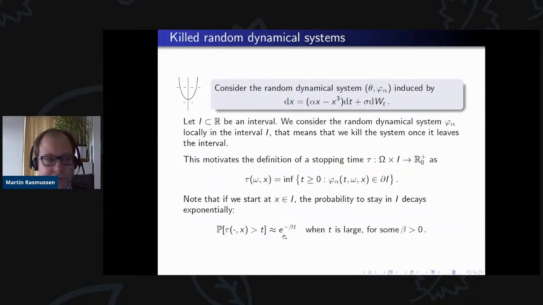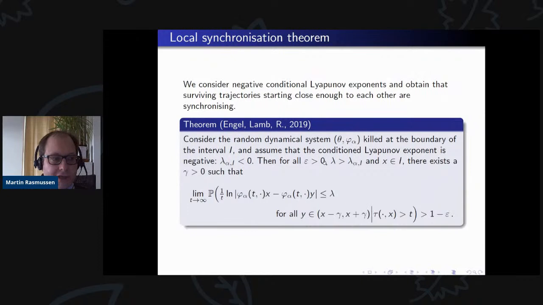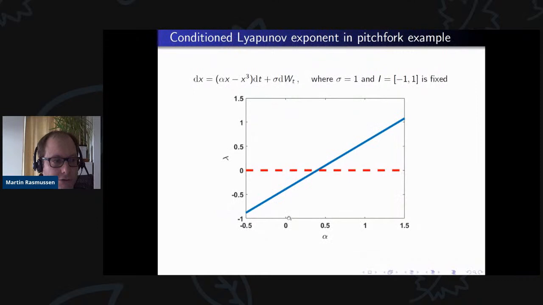And then what we could show is that we have a negative Lyapunov exponent, we have some local synchronization properties, and we can look at some examples of this conditioned Lyapunov exponent when we look at the pitchfork bifurcation. So we can look in particular here at the conditioned Lyapunov exponent when sigma is equal to 1, and the interval is fixed from minus 1 to 1. And now we vary alpha, the bifurcation parameter.